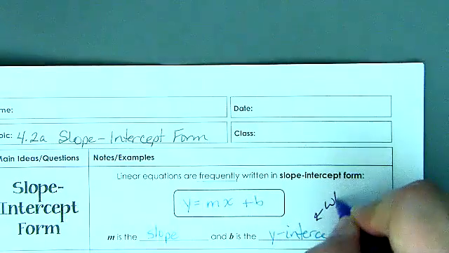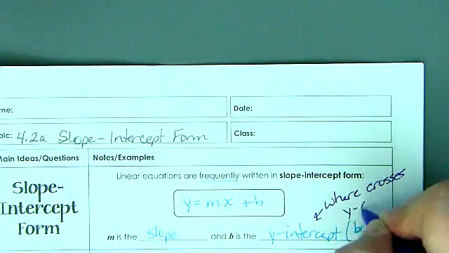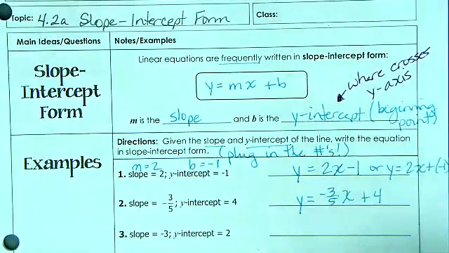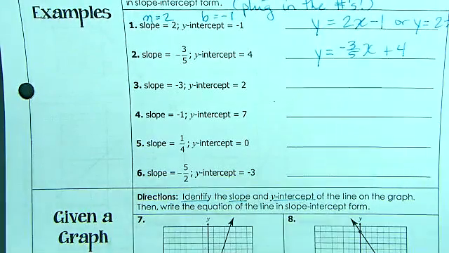The y-intercept is where it crosses the y-axis. That is what the y-intercept is, where it intercepts the y-axis. So that's going to be at this point right here, 1, 2, 3, 4. So this is b, and that's actually at -4 because it's below 0. So now we plug in and I have y equals 3x minus 4 as my answer.